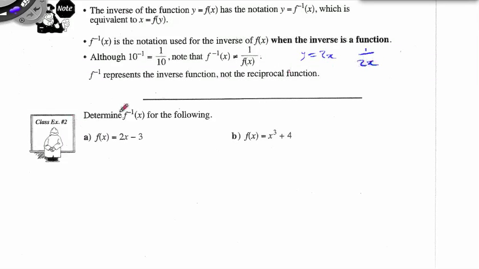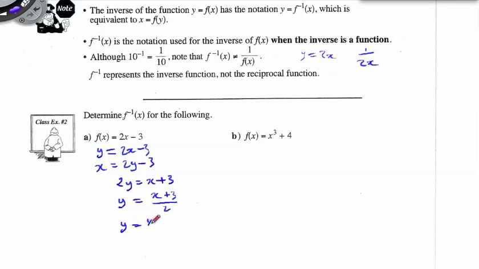Okay, class example 2, determine the inverse function, or the f inverse of x, for the following. Remember the steps that are noted in the boxes above. We replace f of x with y, and we write the function like this. Now we can switch the x and the y's. And finally, solving for y, that means 2y will equal x plus 3 if you bring the 3 to the other side. Now we have to divide by 2, so that y will equal x plus 3 over 2. Another way to write that is simply y equals a half x plus 3 over 2.